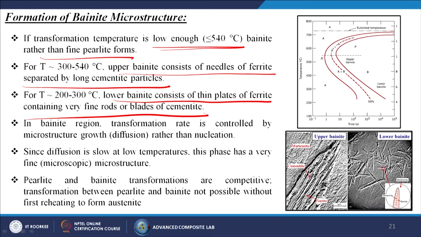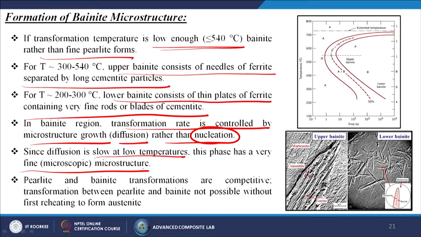In the bainite region, transformation rate is controlled by microstructure growth, that means diffusion, rather than nucleation. Since diffusion is slow at low temperature, this phase has a very fine microscopic microstructure. Pearlite and bainite transformations are competitive. Transformation between pearlite and bainite is not possible without first reheating to form the austenite.